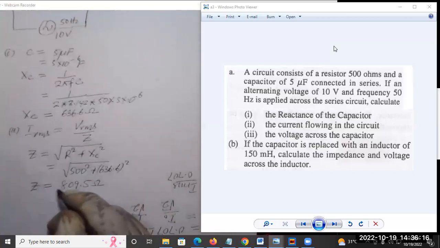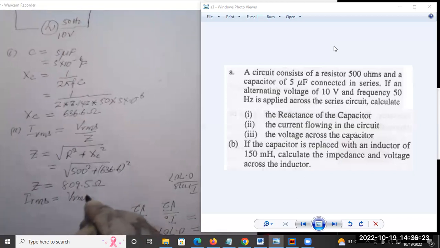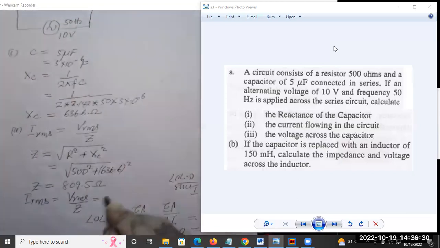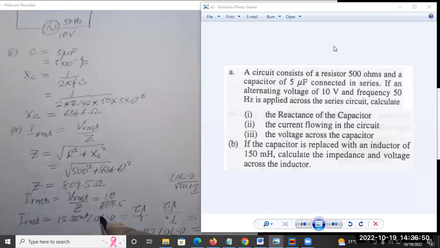We need to find the current. The root mean square current is equal to the root mean square voltage all over the impedance. That means the root mean square voltage is 10. The impedance is 809.5. That will give us the root mean square current of 12.35 milliampere. If you use the calculator, you obtain that value.